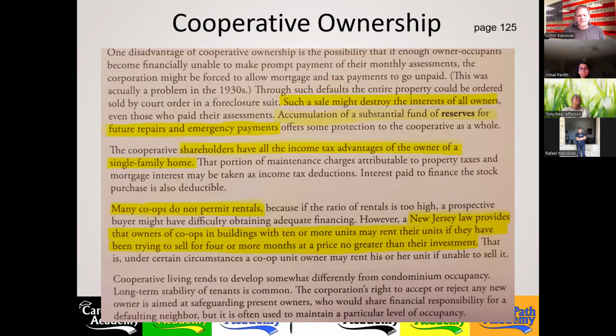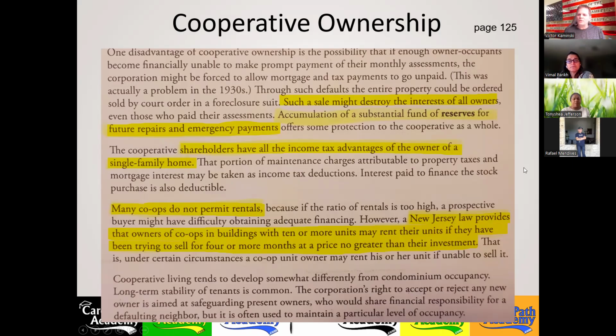So everybody got these highlights down, that the shareholders have all the income tax advantages of the homeowners of a single family. Many co-ops do not permit rentals because if the ratio of rentals is too high, a prospective buyer may have difficulty obtaining adequate financing.